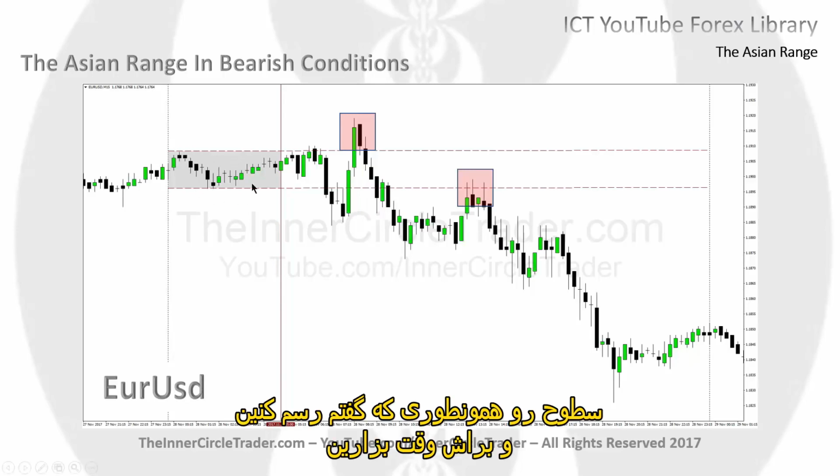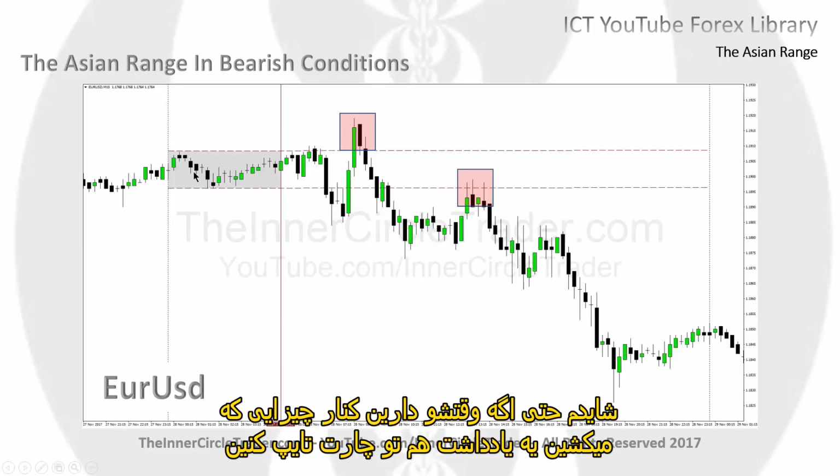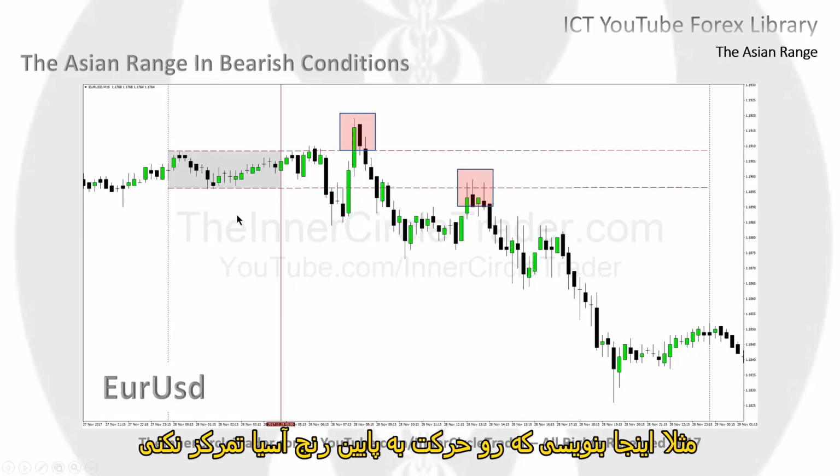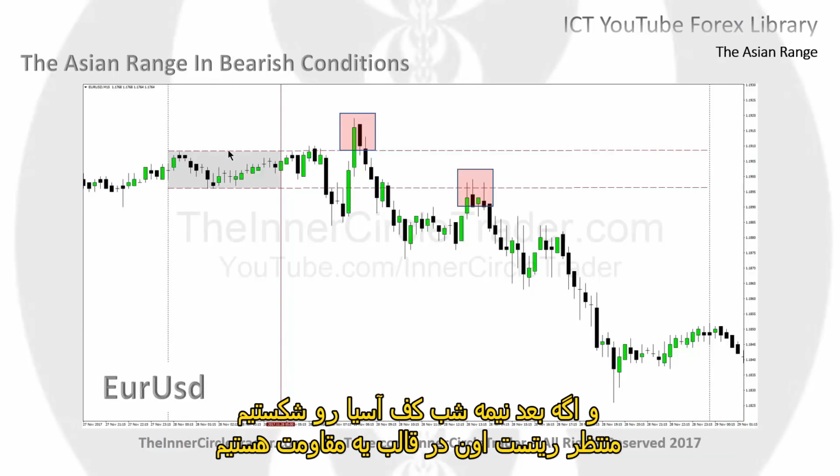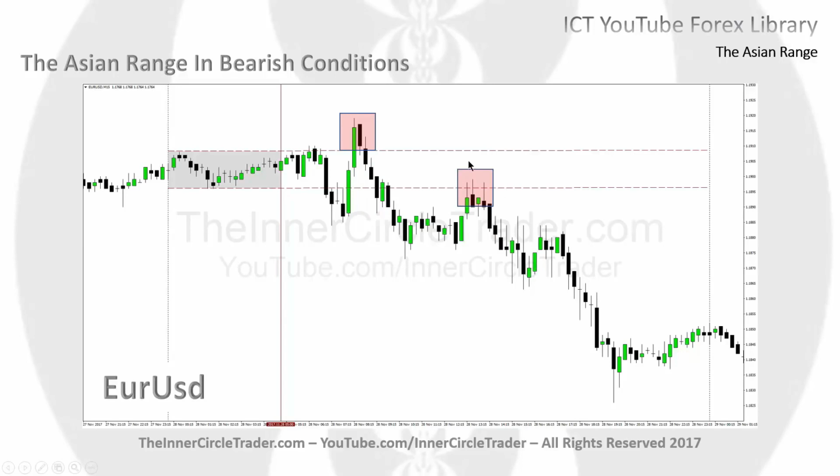So by taking the time to draw this out manually and reminding yourself, okay, maybe even be worth taking the time to type out a notation in this area here, to not focus on the movements below the Asian range. Okay, focus primarily on a move above the Asian range high when we're bearish, and or if we break below the Asian range after midnight, wait for a retest in the form of a resistance.